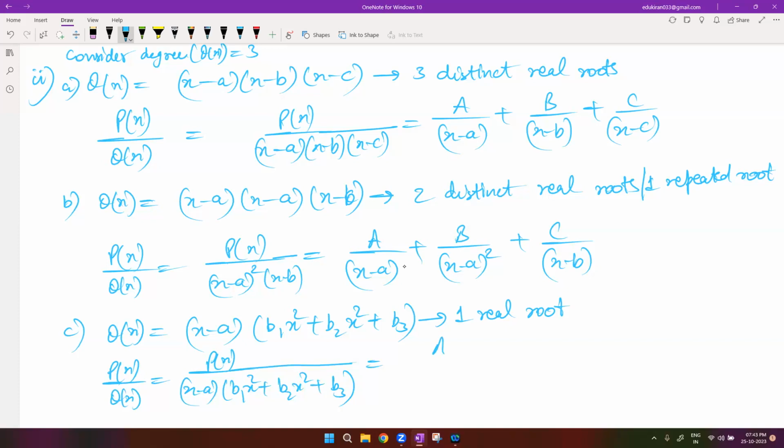Right? And this can be written as a upon x minus a plus bx plus c divided by b1x square plus b2x plus b3.